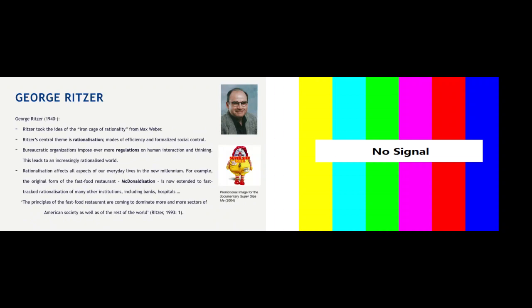And another more recent one is George Ritzer. He's an interesting example of someone who is working in the tradition and directly from the work of Max Weber. So he was similarly interested in the process of rationalization, the iron cage of rationality that Weber suggested. As Weber suggested, we're moving increasingly towards a focus on efficiency and formalized social control and trying to find efficient, rational ways of doing things.